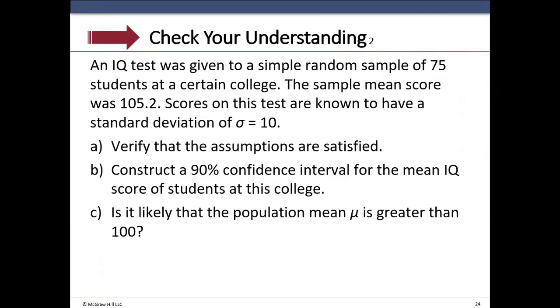So an IQ test was given to a simple random sample of 75 students at a certain college. The sample mean score was 105.2. Scores of the test are known to have a standard deviation sigma of 10.